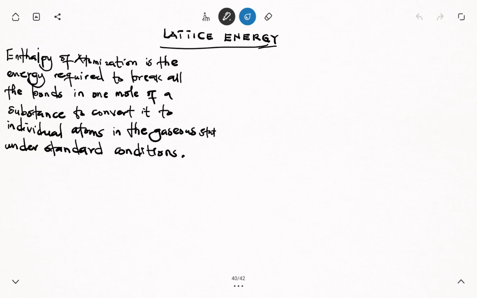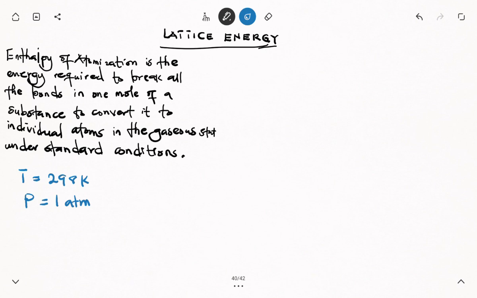So what is enthalpy of atomization? Enthalpy of atomization is the energy required to break all the bonds in 1 mole of a substance to convert it to individual atoms in the gaseous state under standard conditions. Once again, remember the standard conditions: a temperature of 298 Kelvin and a pressure of 1 atm. That is enthalpy of atomization.